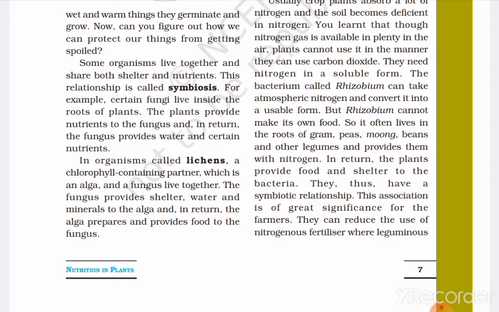A chlorophyll containing partner, which I can tell you is what lichen is. Lichen is just a symbiotic relationship between fungi and algae. Fungus and alga living together. Algae have chlorophyll, so they can do photosynthesis and give food to the fungus, and the fungus gives shelter, water, and certain minerals to the algae.